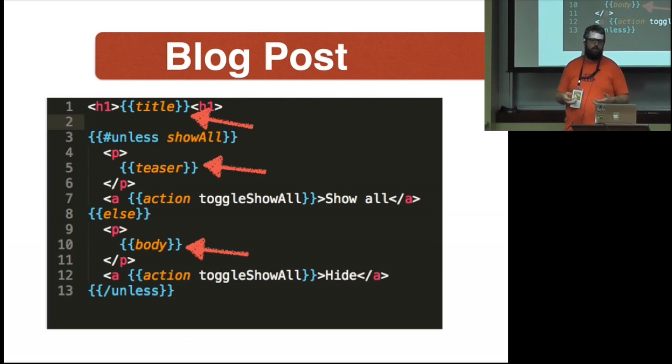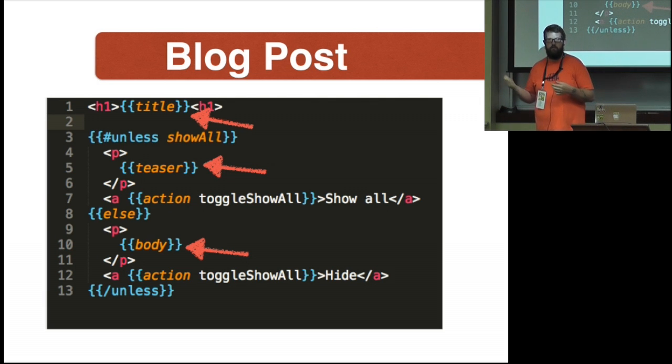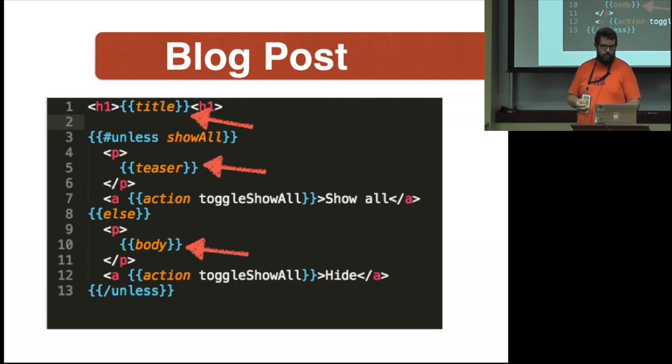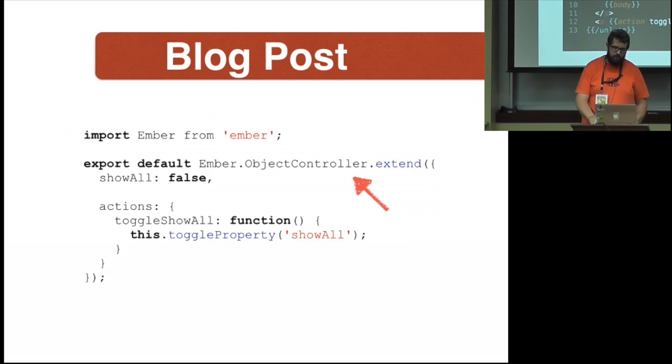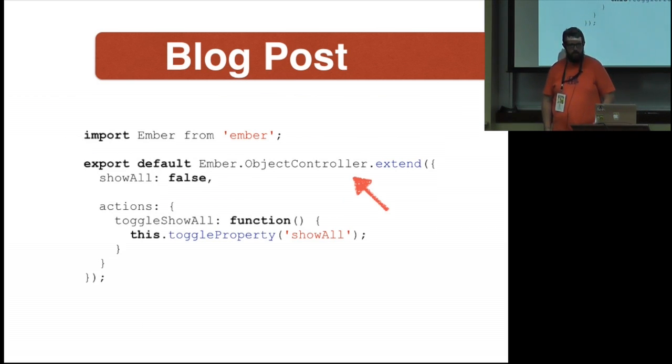So for example, we have a blog post template here. We're displaying the title, and then unless we're showing all, we display the teaser and a button to show all. But if we are showing all, then we display the body and a button to hide it, right? So that show all property isn't going to be something that's stored on our server for every user logged in. It's probably just something that's going to be local. And also the toggle show all, we need some place to put that. We need some place to flip the bit on that show all so that we can actually display the rest of the article to the user. And so this is all the type of stuff that you're going to do in a controller.